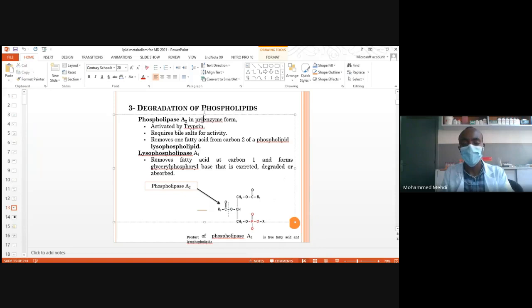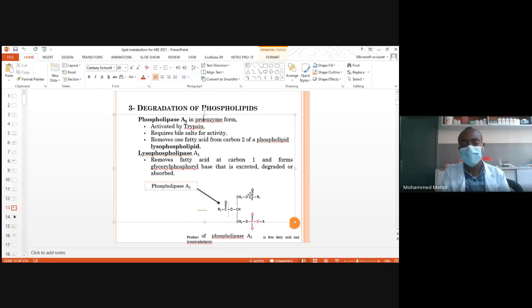A proenzyme is secreted into the small intestine to avoid self-digestion, plus to have safe transport and storage. So they are secreted as an inactive form. They will be activated by, for example, this one is activated by trypsin. Trypsin is an enzyme for protein digestion, and it is important to activate phospholipase A2. Again, the enzyme requires emulsification function by bile salts, and removes fatty acid at carbon number 2 of phospholipid.